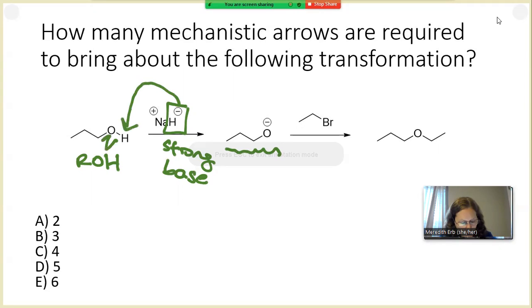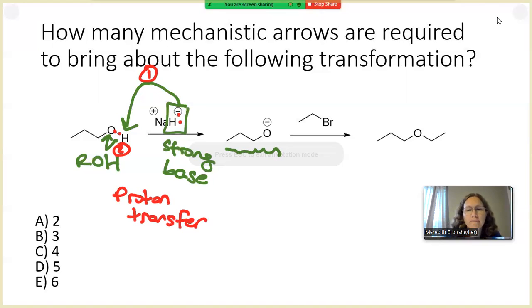Proton transfer requires two arrows. Arrow number 1 is going to start at the area of electron density on the base, which is a lone pair, and go to the hydrogen that it's abstracting. And then arrow number 2 starts at the bond between the hydrogen and whatever it's attached to, in this case an oxygen, and then goes to that atom. So that's our second arrow. So we have proton transfer occurring here in step number 1.